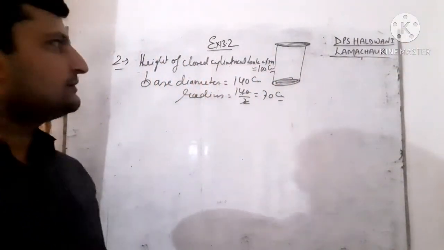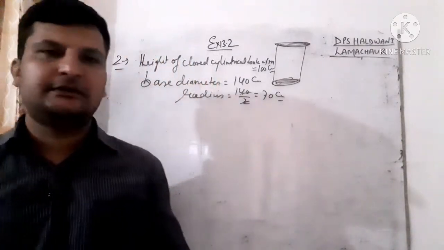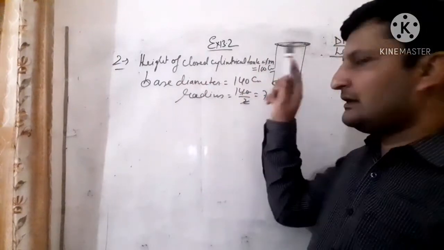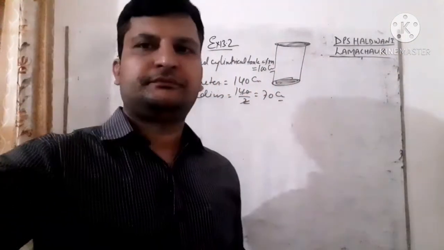From a metal sheet, how many square meters of the sheet are required for the same? So in this question, what we have to find is how many square meters of sheet are required. Since this is a closed cylindrical tank, we have to find the total surface area of this cylinder.